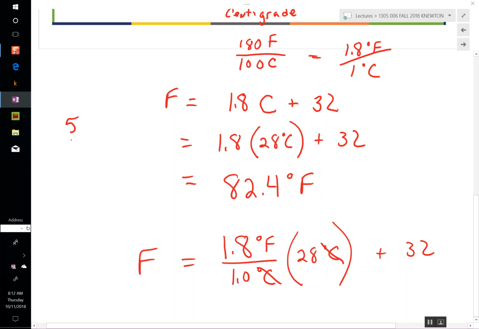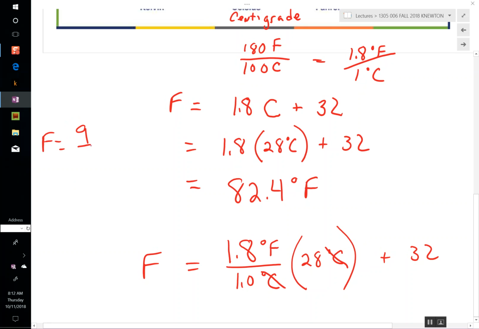Another way of writing this equation is that Fahrenheit equals 9/5 centigrade plus 32. What is 9/5? Divide 9 by 5: 9 divided by 5 equals 1.8. So there's nothing different about those two ways of writing the equation. Sometimes it shows up as 9/5 C plus 32, or 1.8 C plus 32.